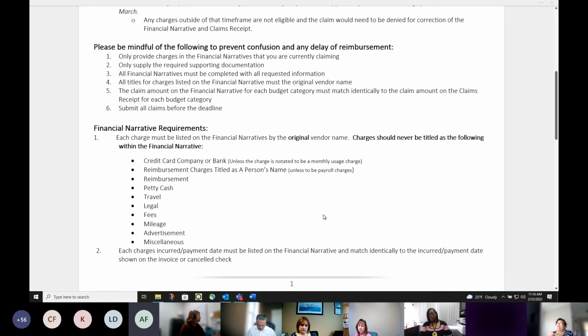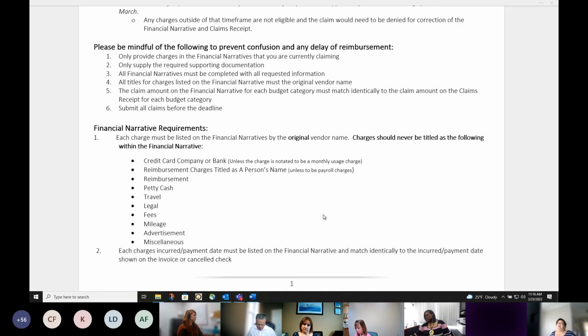Financial narrative requirements. Hold on just a second, Roxanne. We do have a question in the chat. How long does it take to be approved for ACH transfer once the claim has been approved? From the time you submit your claim till the time that it's actually sent out by ACH, they try to do that within 30 days.